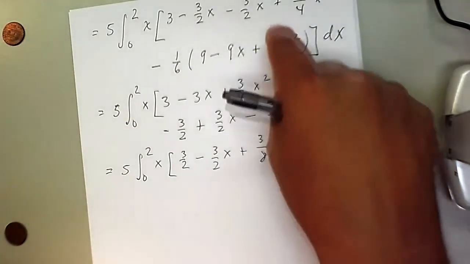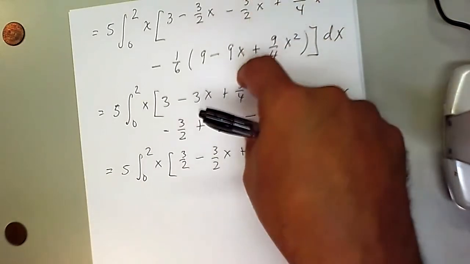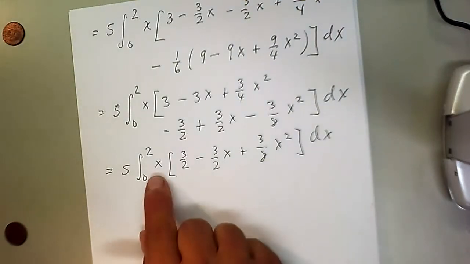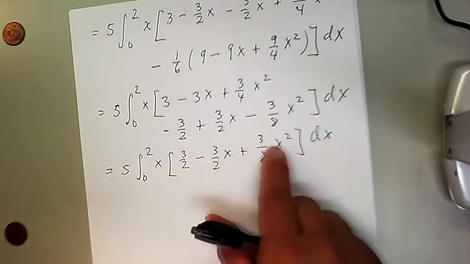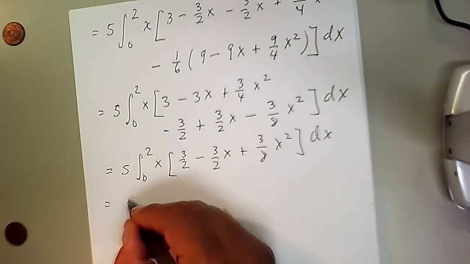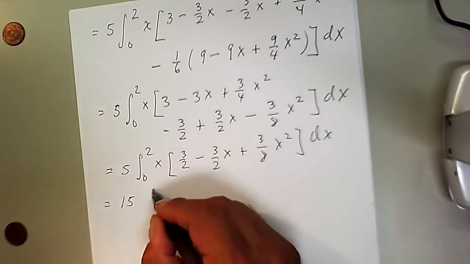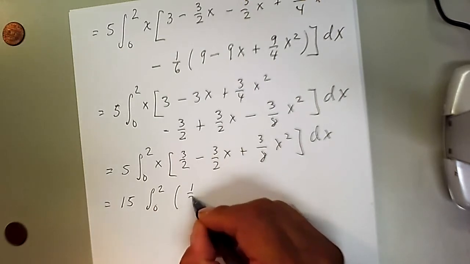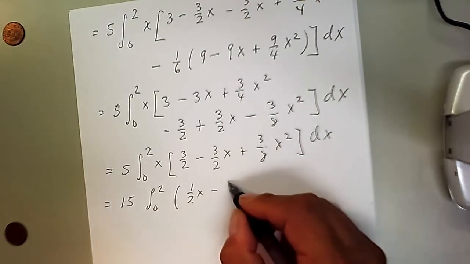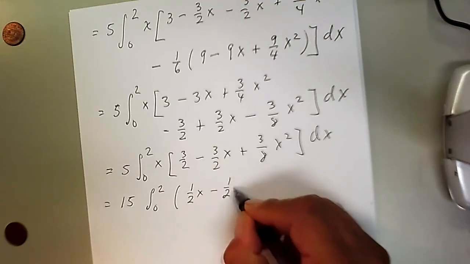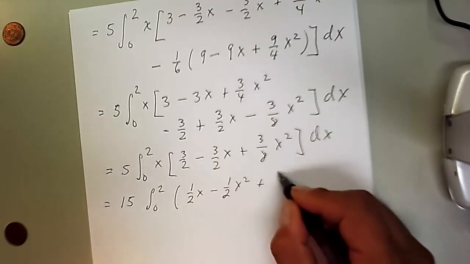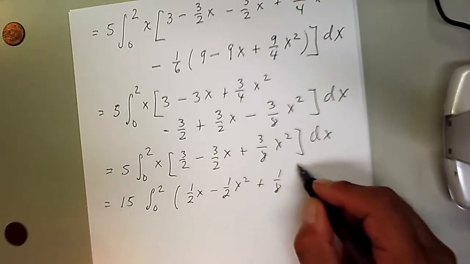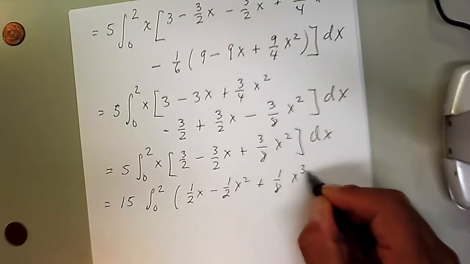It's nice when this expands to two lines, and then back to one line. Multiply the x. I'm going to do two things. I'm going to multiply the x in, but I'm going to factor the 3 out at the same time. 15 integral from 0 to 2 of half x minus half x squared plus 1/8 of x cubed.